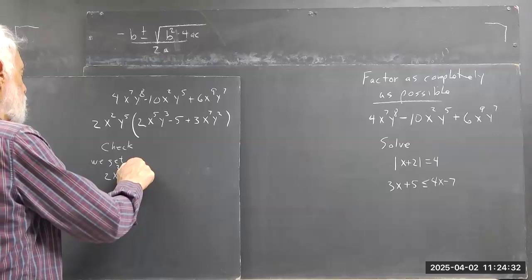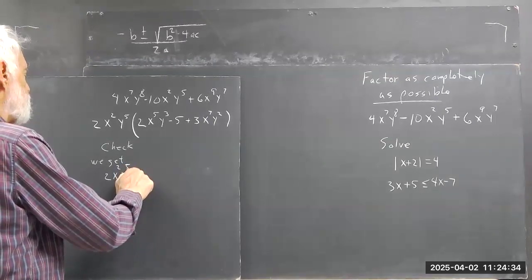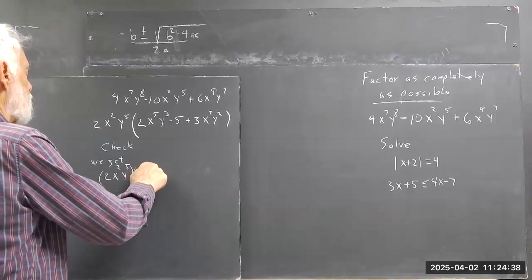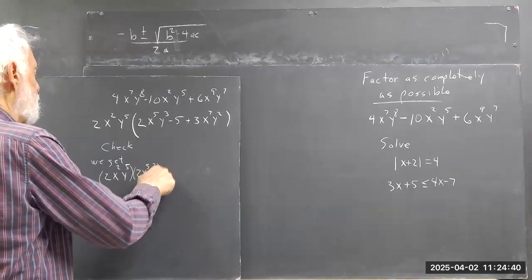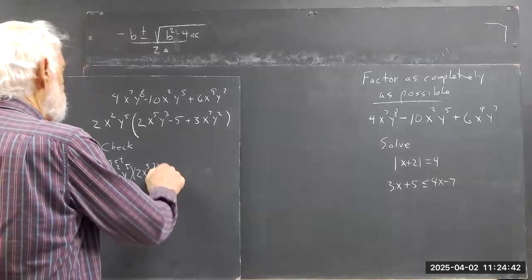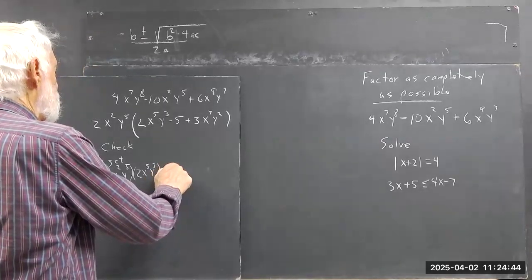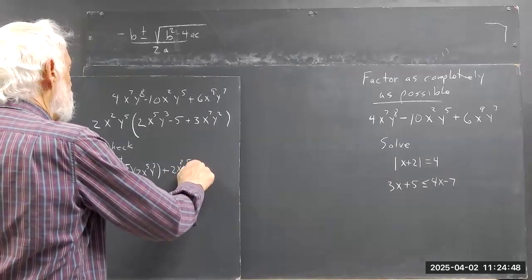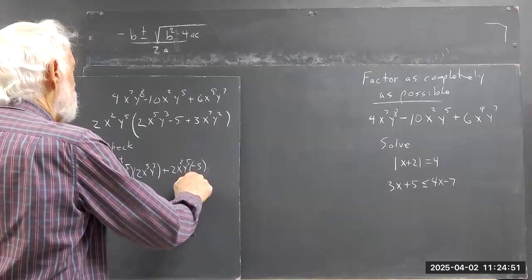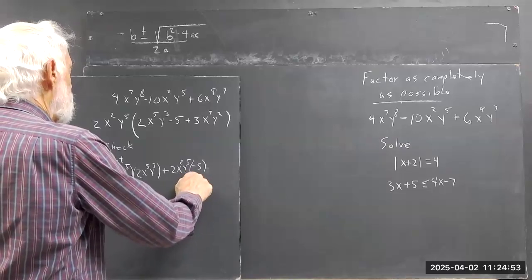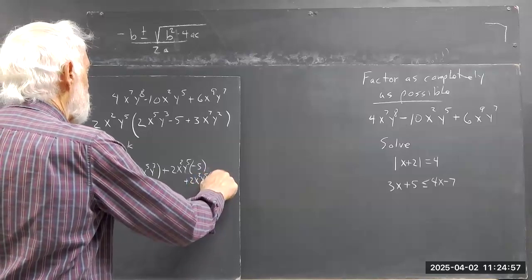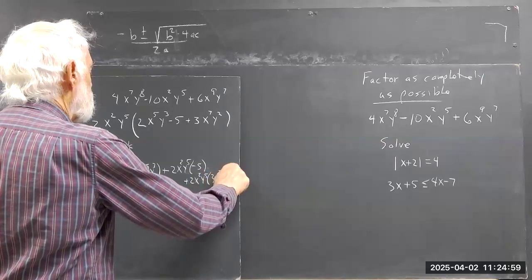2x squared y to the fifth times 2x to the fifth y cubed, plus 2x squared y to the fifth times negative 5, plus 2x squared y to the fifth times 3x to the seventh y squared.